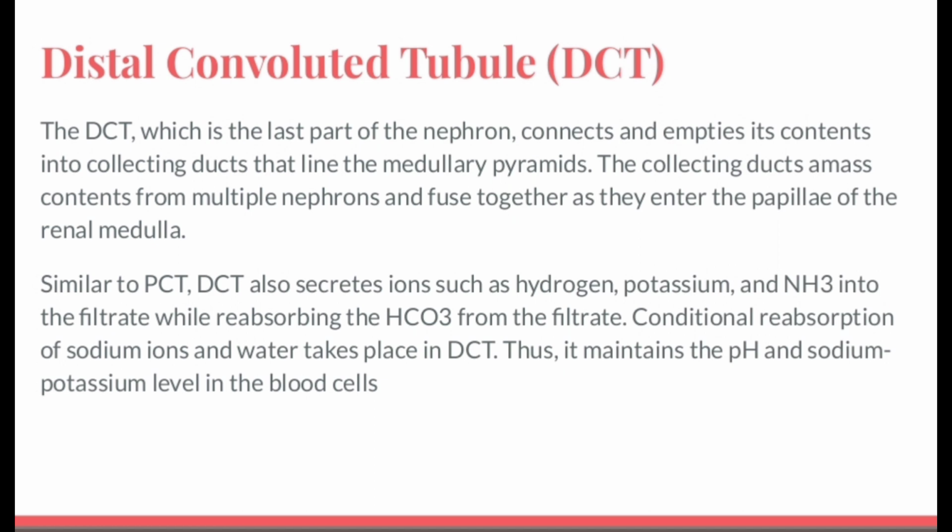Similar to PCT, DCT also secretes ions such as hydrogen, potassium, NH3 into the filtrate by reabsorbing the HCO3 from the filtrate. Conditional reabsorption of sodium ions and water takes place in DCT. Thus, it maintains the pH and sodium-potassium level in the blood.